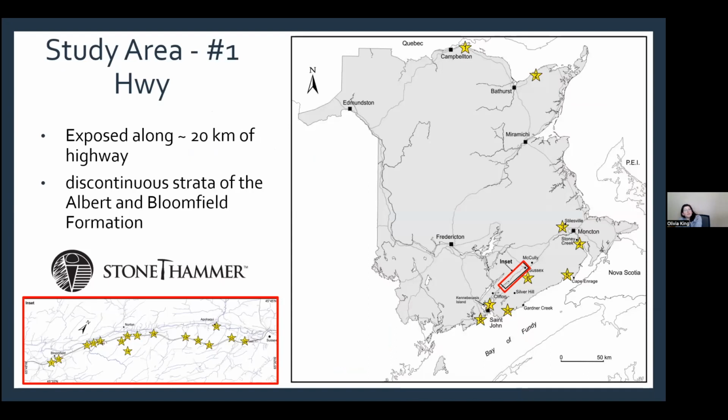So back to the study area, we have about 20 kilometers of highway. It's discontinuous strata of the Albert and Bloomfield Formation.